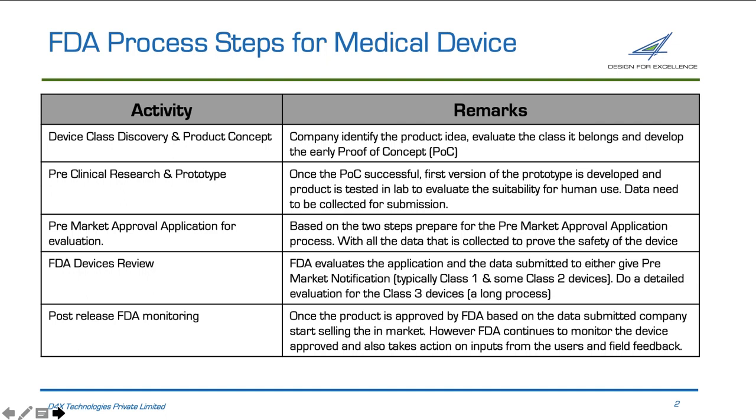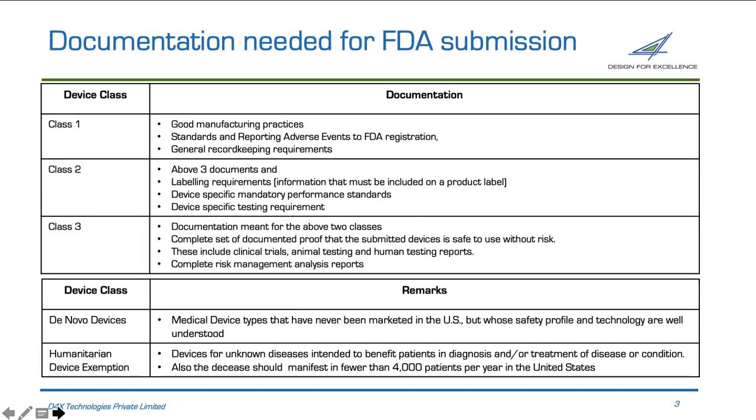Having approved the product, FDA does not stop there. It starts monitoring your product in the field to ensure that it is working successfully, and any feedback from the field is always captured, and FDA gets back to the product owner to figure out what is right and what is wrong with the device.